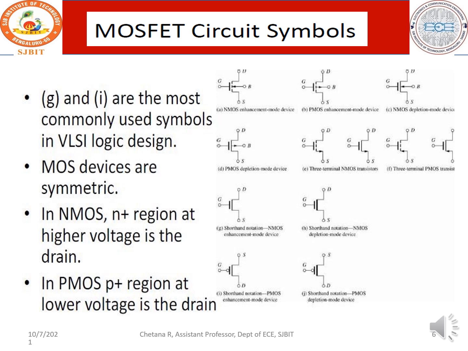If you notice here, G and I are the most commonly used symbols in VLSI logic circuits. So if you look into this representation, these are the different representations. The N region at higher potential voltage is the drain. In PMOS, the lower voltage is the drain. Yes, just now I have shown you. In NMOS, drain is always at the higher potential and the source is always connected to the ground. The reverse should happen in PMOS. In PMOS, source is at the higher potential, drain is at the lower potential. MOS devices are symmetric. So this is the normal representation.